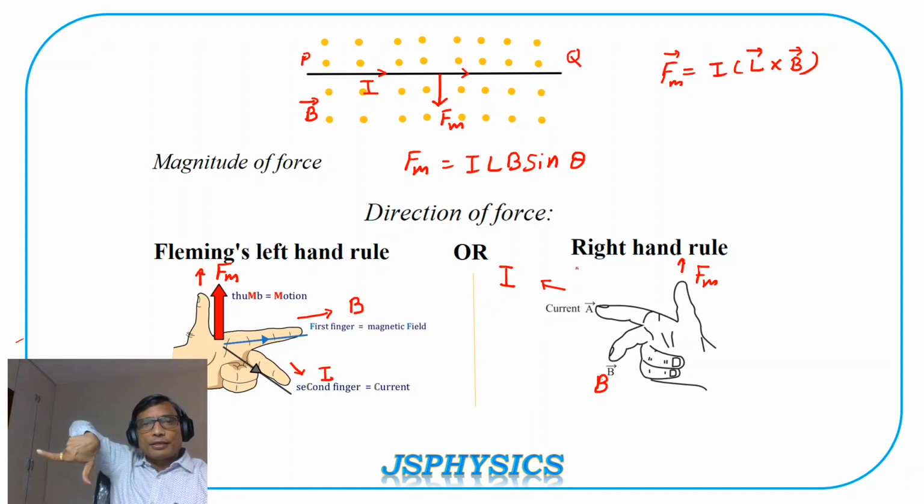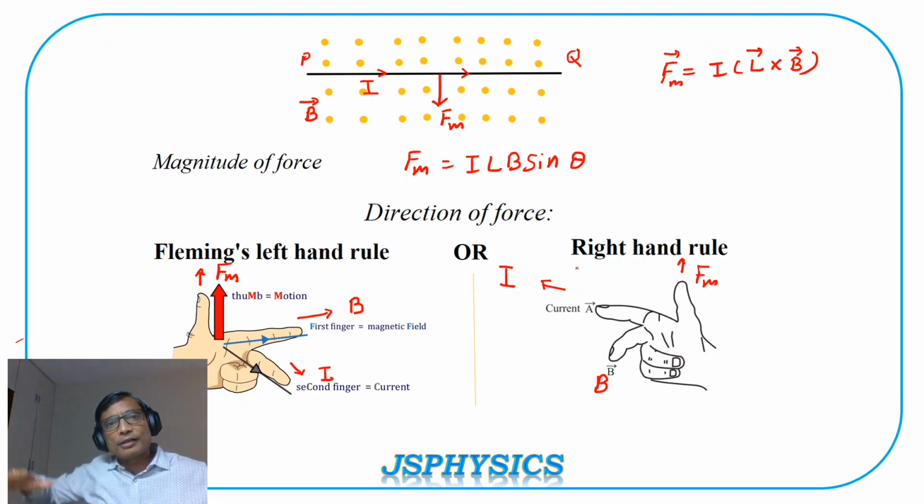So we can arrange the right hand this way. The forefinger in the direction of current, second finger in the direction of magnetic field, then the thumb gives the direction of the force acting on the conductor. So in both cases, we'll be getting the same direction of the force acting on the conductor. So either you apply Fleming's left hand rule or the right hand rule, your result will be the same. Better remember any one out of the two. Let us move further.